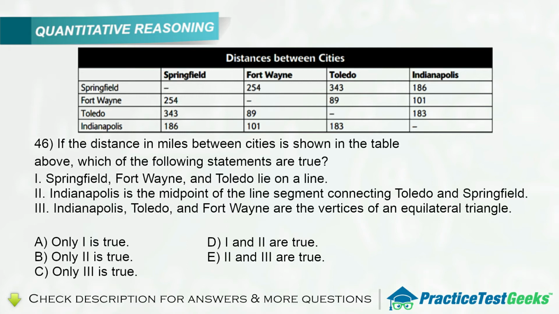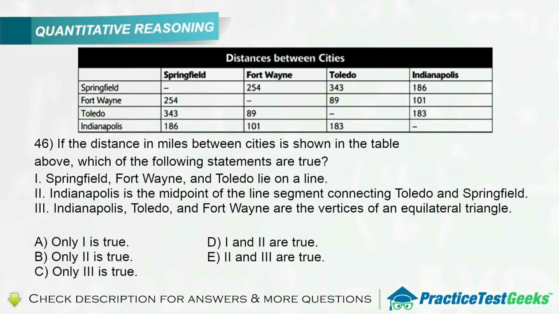Question 46. If the distance in miles between cities is shown in the table above, which of the following statements are true? 1. Springfield, Fort Wayne, and Toledo lie on a line. 2. Indianapolis is the midpoint of the line segment connecting Toledo and Springfield. 3. Indianapolis, Toledo, and Fort Wayne are the vertices of an equilateral triangle.